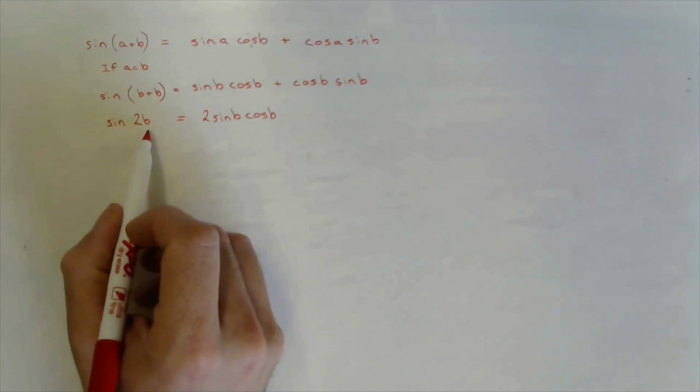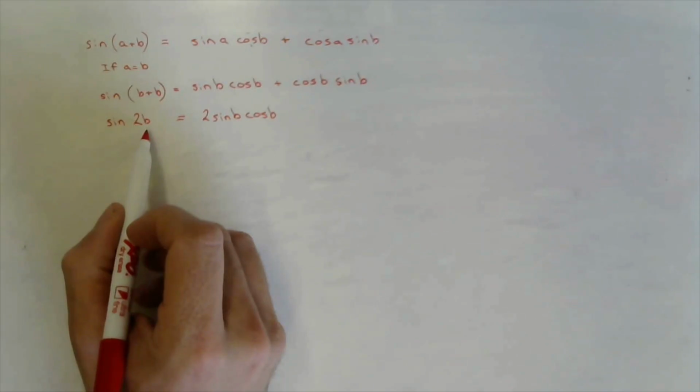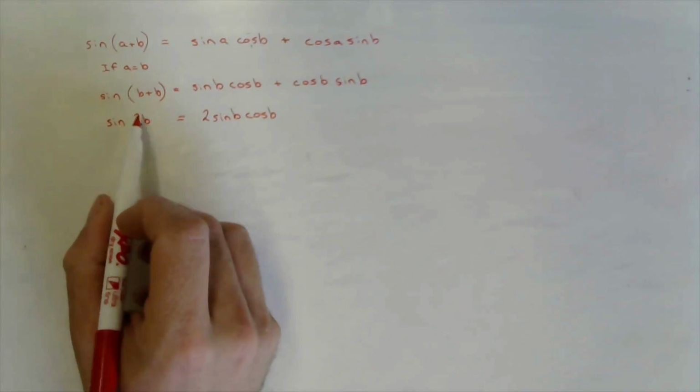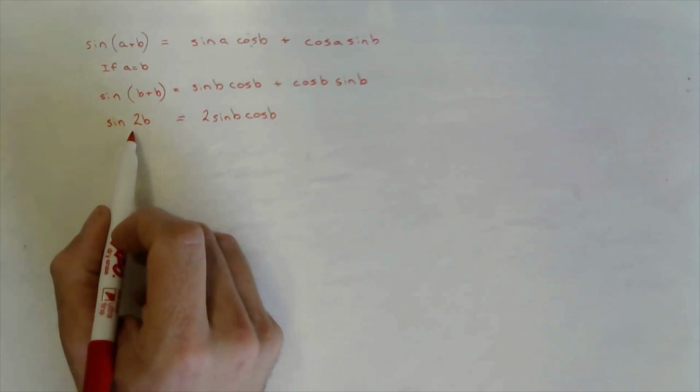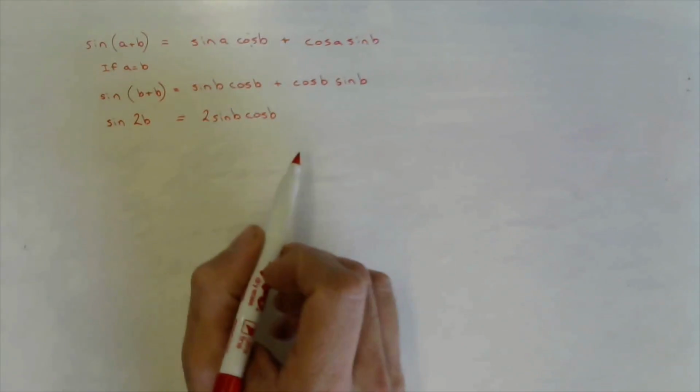So if you see something like this, you have to realize that the angle is being multiplied by 2 before you apply the sine ratio to that angle, okay? So it's the sine of 2B, not 2 times the sine of B. And then the right side is there.